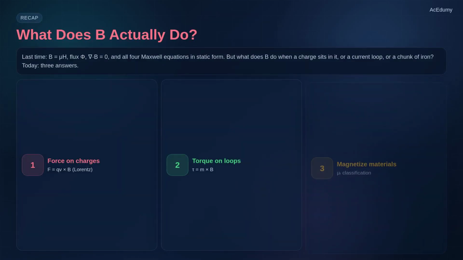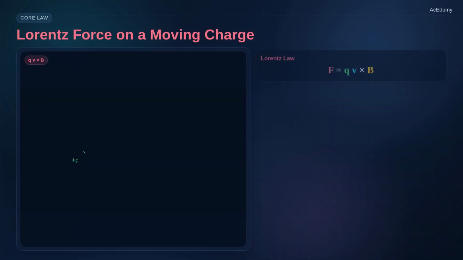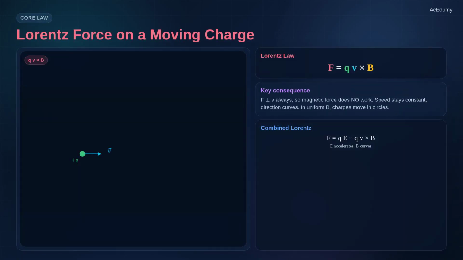Last time, we defined the magnetic flux density B and wrote down all four Maxwell equations in their static form. But the question stayed open. What does B actually do? Today we answer it. B exerts forces on moving charges, torques on current loops, and it magnetizes materials. By the end of the video, we'll have the force and materials toolbox we need to handle motors, inductors, and magnetic recording.